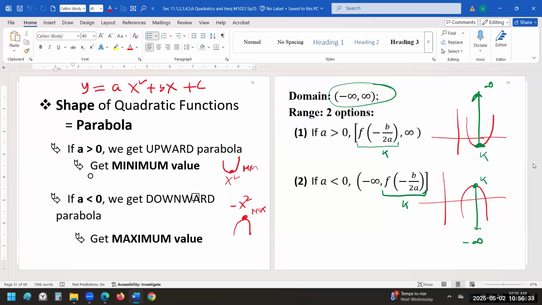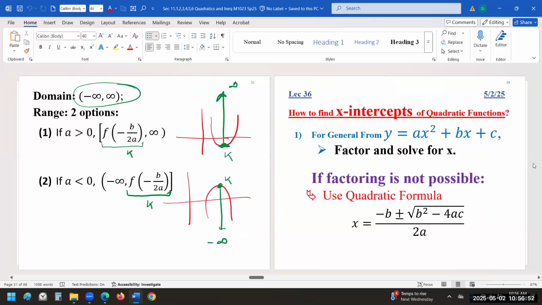On the other hand, our range depends on the vertex. If you have an upward parabola, the range is the y below the vertex till infinity. But if you have an upside down parabola, our range is from negative infinity to the highest point, the y below the vertex. And then we stopped here.